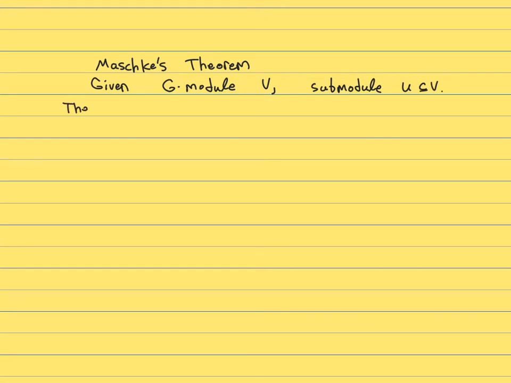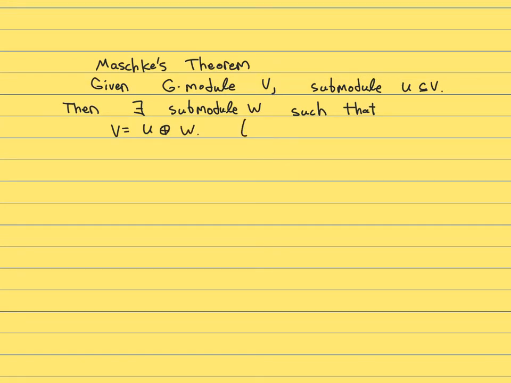Alright, so we see we need to prove Maschke's Theorem, which is that if we have a G module V with a submodule U, then there exists a submodule W such that V is the direct sum of U and W.